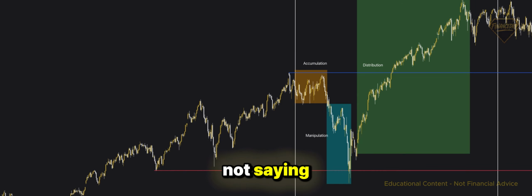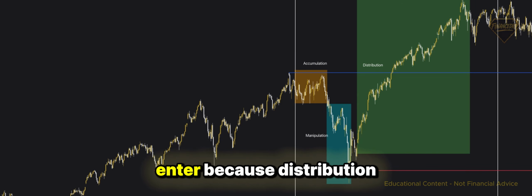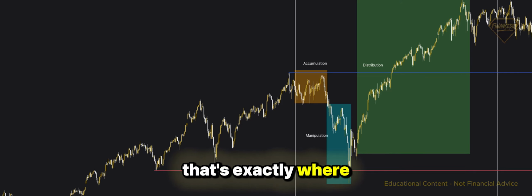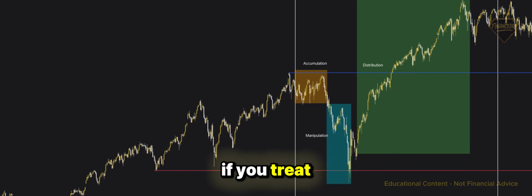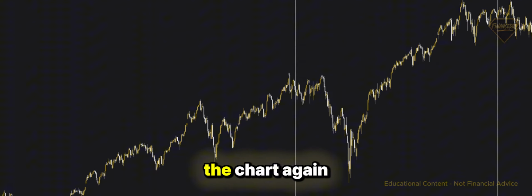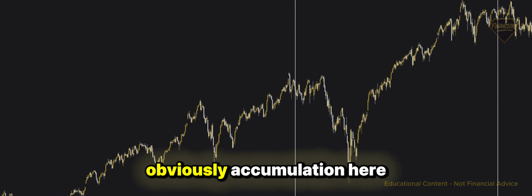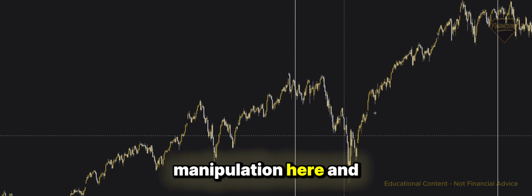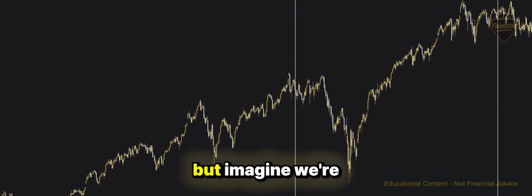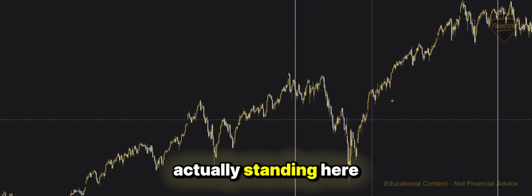And we're definitely not saying, oh, manipulation, so now I enter because distribution has to come next. That's exactly where AMD becomes dangerous if you treat it like a pattern. We don't trade patterns. Let me remove these labels real quick. Now look at the chart again. If I already showed you the entire move, it's incredibly easy to say, oh, yeah, obviously accumulation here, manipulation here, and distribution there. Of course it is. The move already happened.